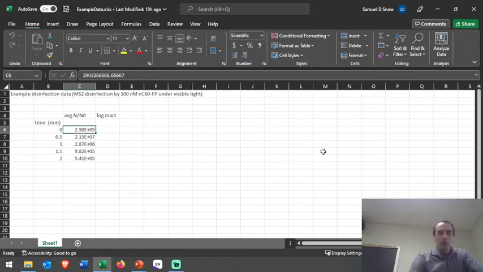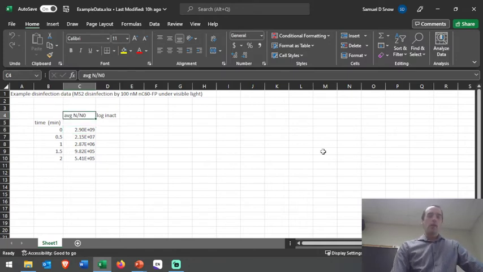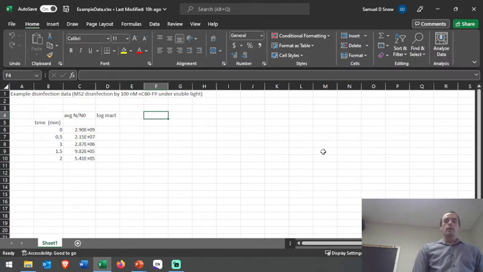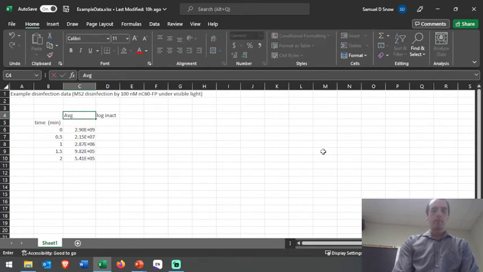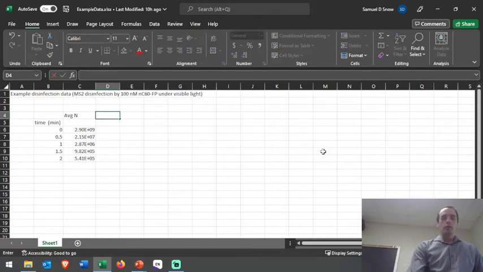Okay, so we started with 2.9 times 10 to the ninth virus particles per milliliter, essentially, or something like that. And so that was our concentration. That's this N over N naught. So this is really the average N, actually, I should say. And then what we want to put in this part here is a log of N over N naught.